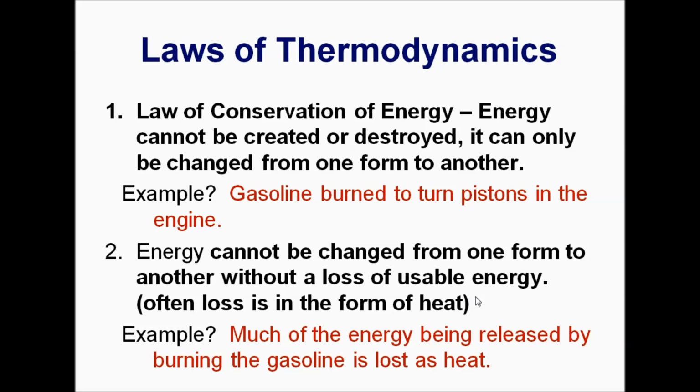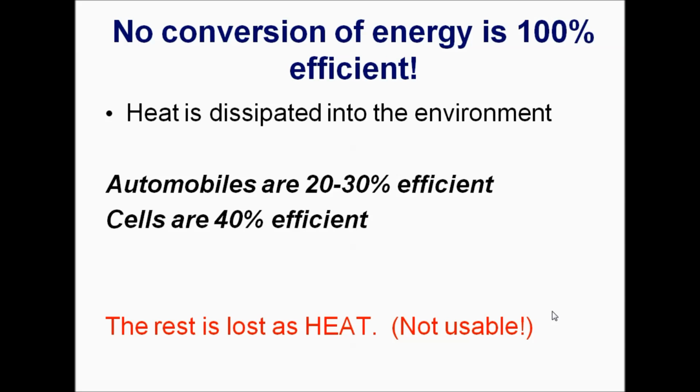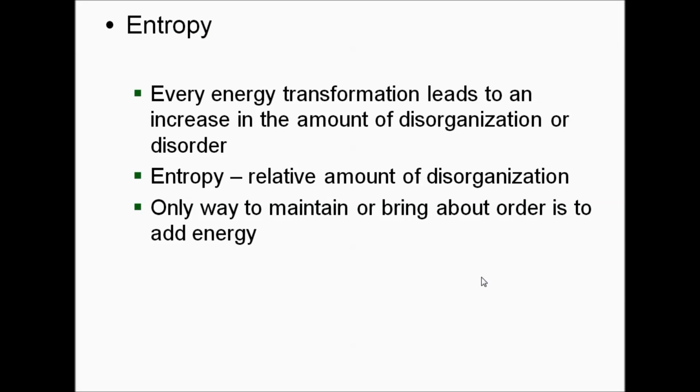Energy cannot be changed from one form to another without a loss of usable energy. That's another law that doesn't change. So as we go from gasoline to turning the pistons, we lose a whole lot of energy as heat. And that heat is the loss that we talk about. And which one's more efficient? We are. Our cells are about 40% efficient, so we only lose about 60% as heat. Automobiles are much, much worse. They lose much more energy from those fuel bonds as heat. And heat, not usable. That's just released to the environment.